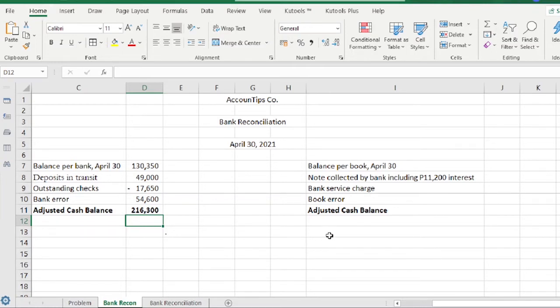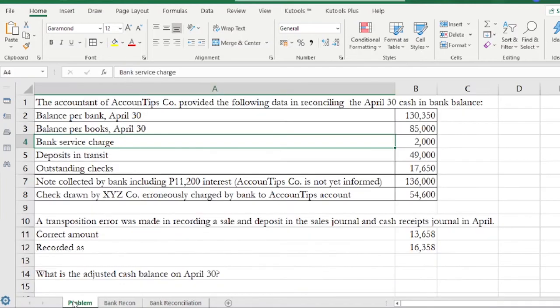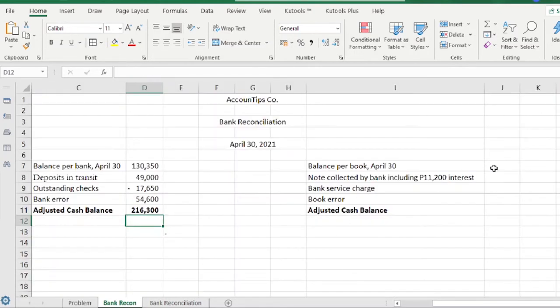Like the previous computation, we will also start with the amount of the balance per books as of April 30. The amount of balance per books is 85,000. And then we would add or deduct necessary book adjustments from this amount. But first, we have to input it in our computation. 85,000. There.